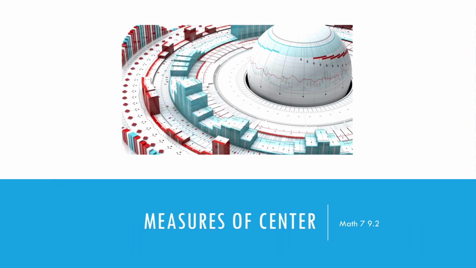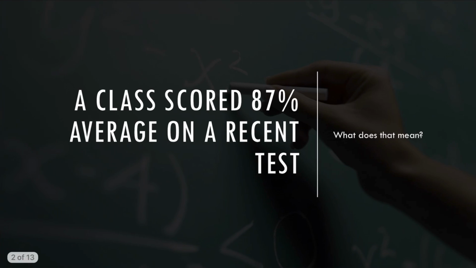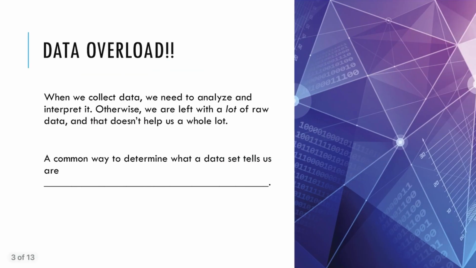This video is going to go over the three measures of center that we mainly use in statistics, especially in basic statistics. So let's say that a class scored 87% average on a recent test. I want you to think about what that means. You've probably heard that before, like, oh, this class got 87% average, awesome. What does that mean though? Why is that important? What does that tell us? Think about that in the back of your brain while we're going through this.